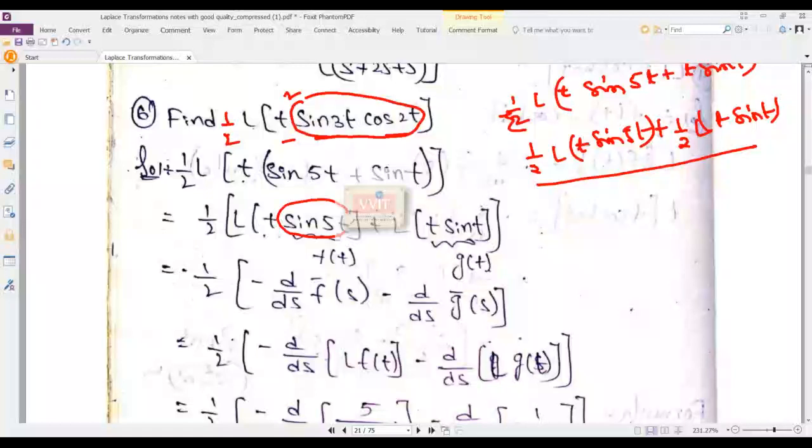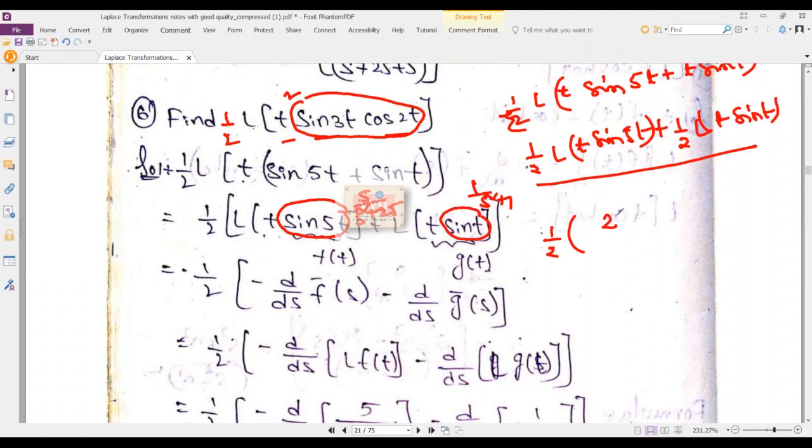Taken as f of t, what it will be? 5 by s square plus 25, sin t, 1 by s square plus 1. Later I need to differentiate this and simplify this. So in the differentiation process, 2s will be in the numerator. So straight away, the answer may be 1 by 2.